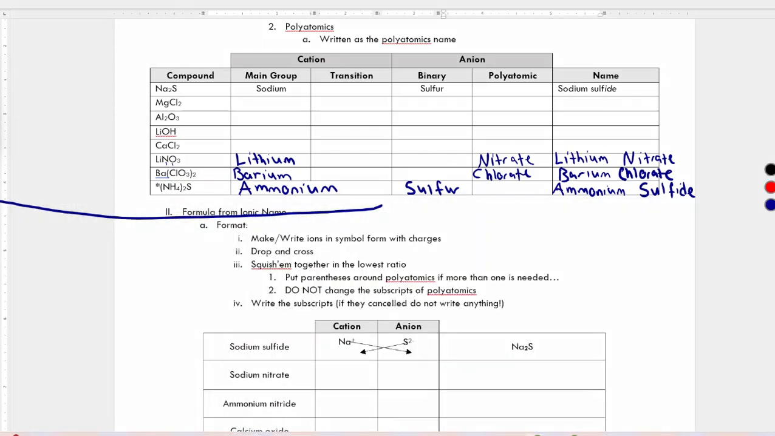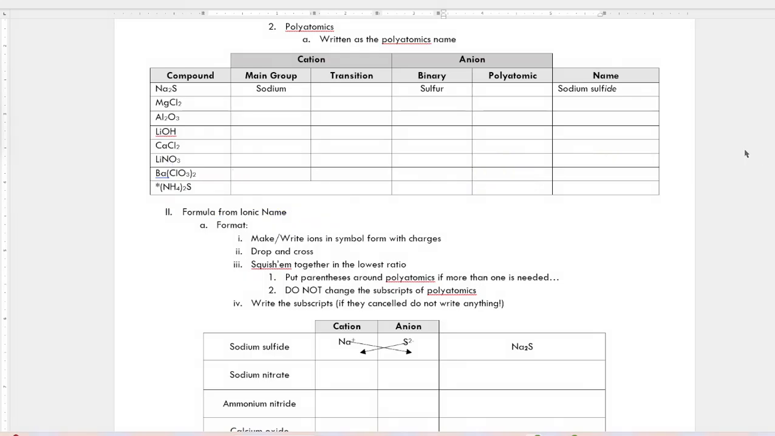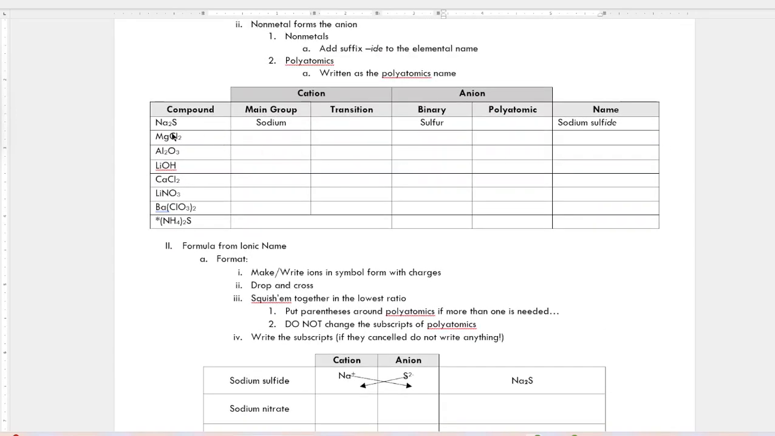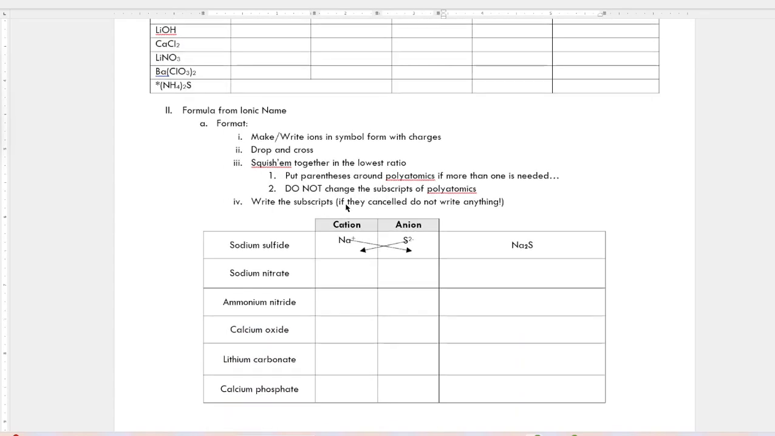So that's the easy part. I said that naming here was going to be different than naming covalent, because once you figured out what the elements are, you just put IDE at the end. Sodium and sulfur, sodium sulfide. No prefixes. We don't worry about how many we have or nothing. This part is a little bit more difficult than that, but only because we need to know the charge.